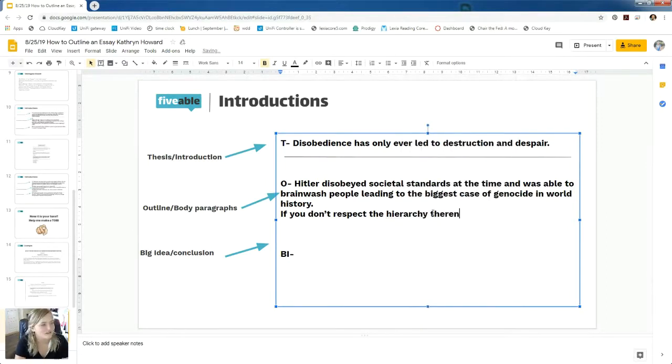Hierarchy. Sorry, I'm bad at typing, need to work on that. There's no order and social coherence. I almost said hashtag instead of slash. Nothing gets done. Okay, so that's a good historical example.